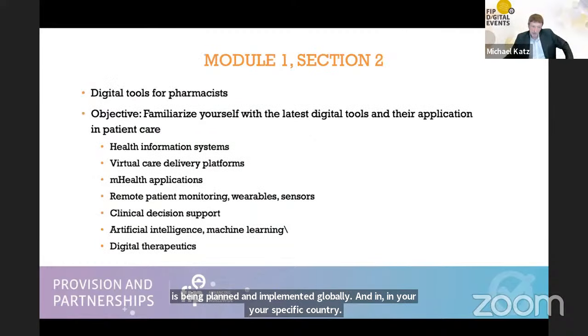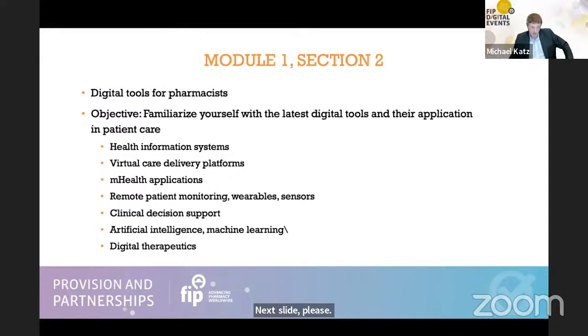Section 2 delves in more detail into specific digital tools for pharmacists. And you can see the list of some of those digital tools, and I'm sure some of those you recognize: health information systems, care delivery platforms, mobile health applications, wearables, and other remote patient monitoring, whether it's our step counters that we wear around our wrist or continuous glucose monitoring technology. I'm sure many of you are familiar with those.